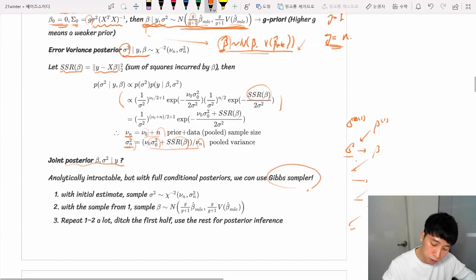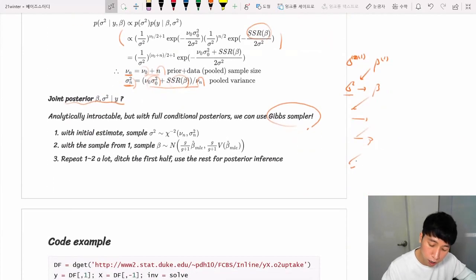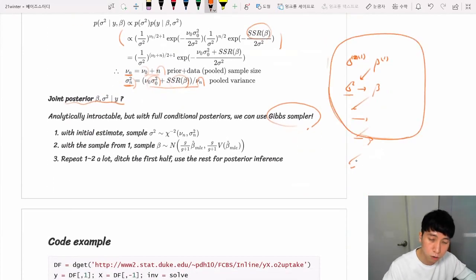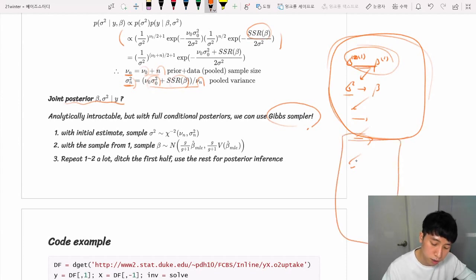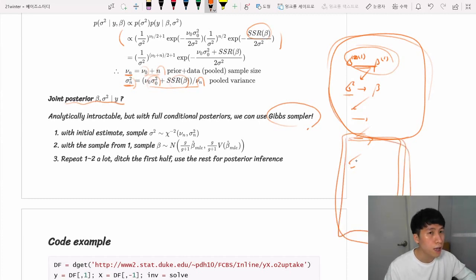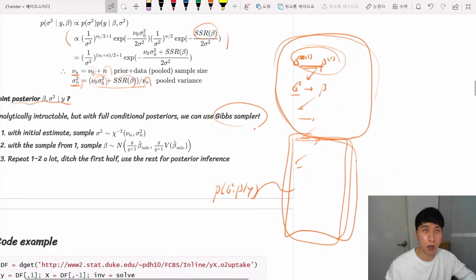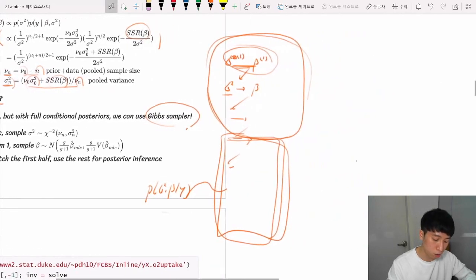And after some initial burn-in period, let's say you discard this part of the sequence because this part is somewhat affected by the initial estimate. Then the rest of the samples are effectively samples from the posterior, the joint posterior. So this is the core idea of Gibbs sampling.